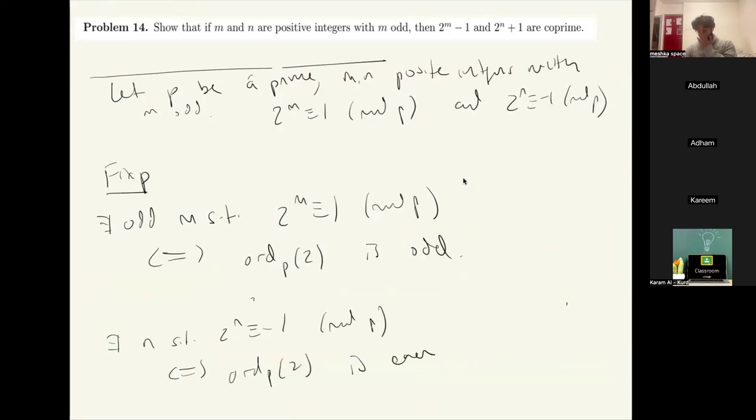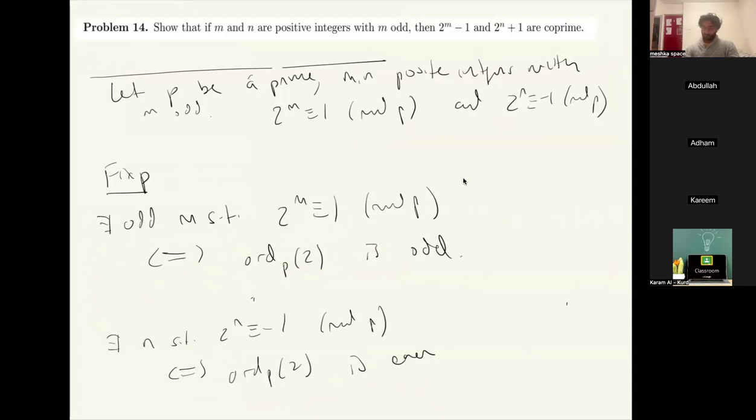So this was a problem from last time. Now it follows that I cannot have a prime p where there is both an odd solution to this and a solution to this, because then the order would have to be both even and odd. Does it make sense? Yes.